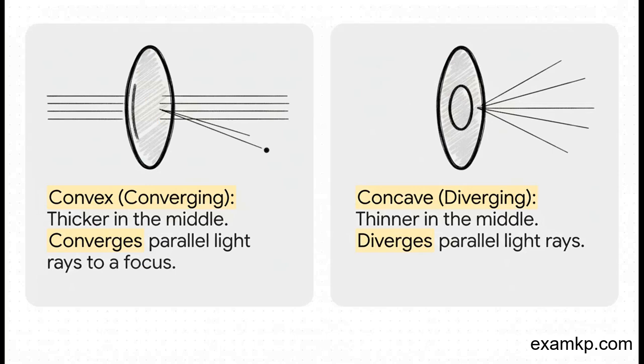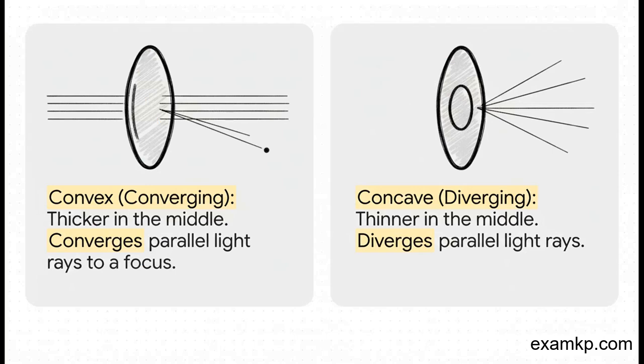This is the one that is fat in the middle. Its job is to gather up parallel light rays and bring them all together to a single point. You know, like a magnifying glass. Then you have the concave lens. This one is thin in the middle and it does the opposite. It takes parallel rays and spreads them all out.